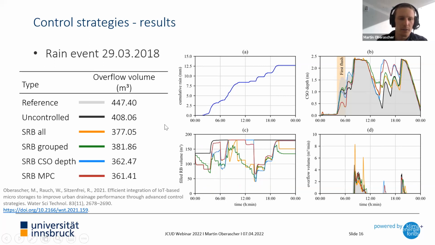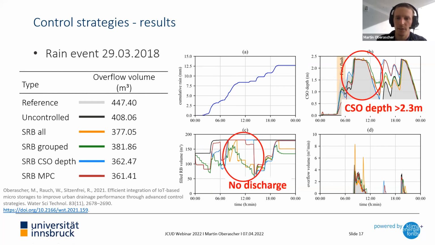The control strategies with the best performance are CSO depth and MPC, both depending on the actual filling level or system states of the CSO structure. But our analysis also showed that these two control strategies are more affected by the future weather development and also the quality of the weather forecasts. So in here, because the CSO depth is below 2 meters or 2.3 meters, there is no discharge.